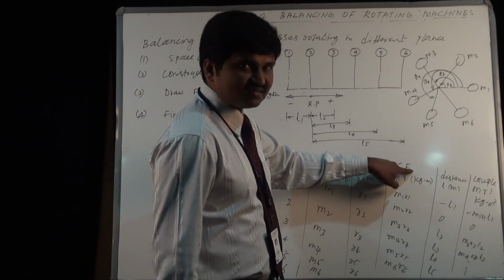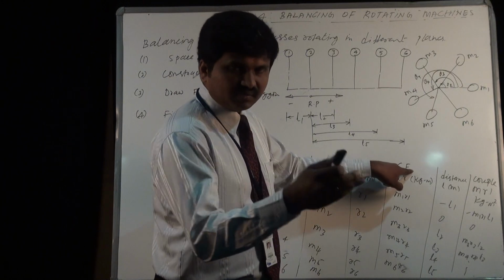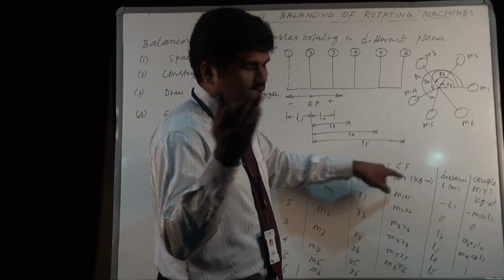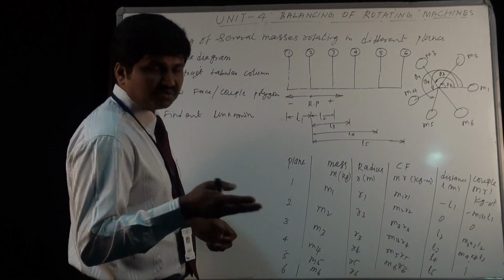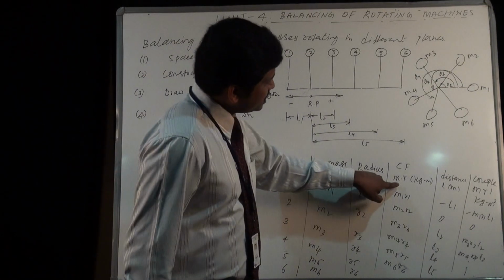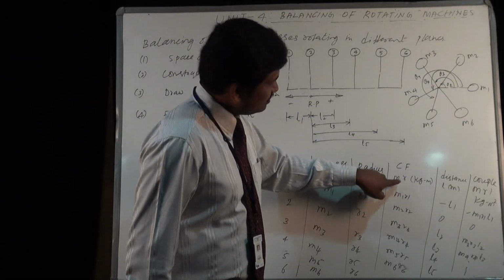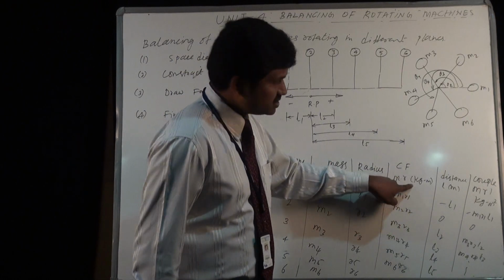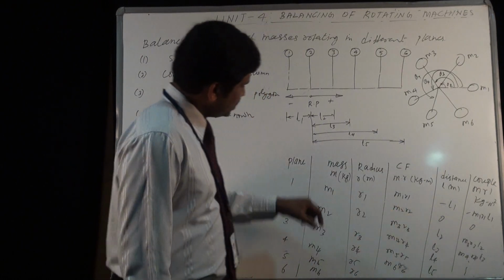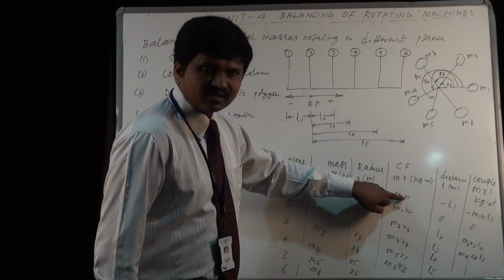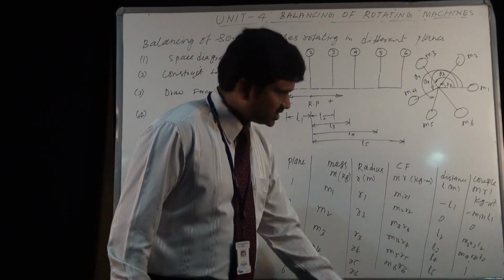This omega square is ignored here, because all the masses will be rotating at the same speed, so it will cancel out and is ignored. So we have taken only the product of m and r. M is kg, r is meter, so the product is kg meter. So multiply this and this, right? m1 r1, m2 r2, etc.